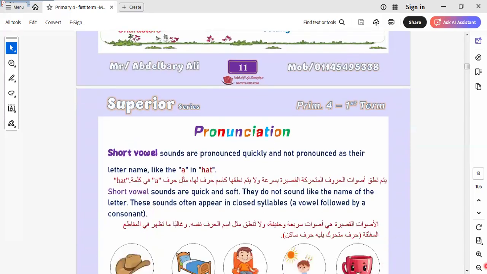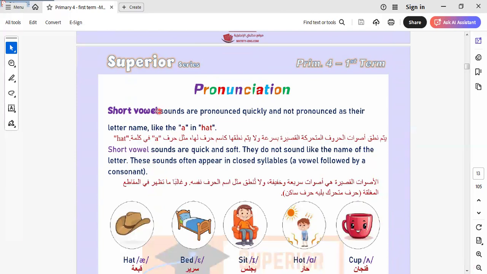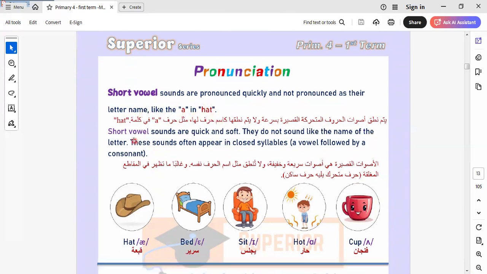Let's go to another item here. Here we have short vowels. Short vowel sounds are pronounced quickly and not at their letter name, like the A in hat. Here is short vowel.